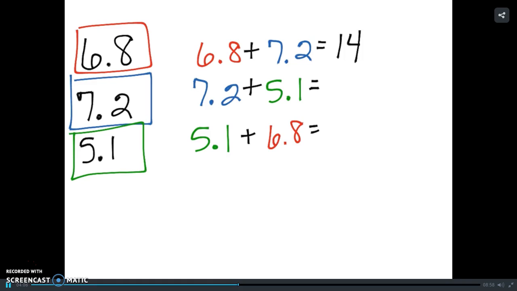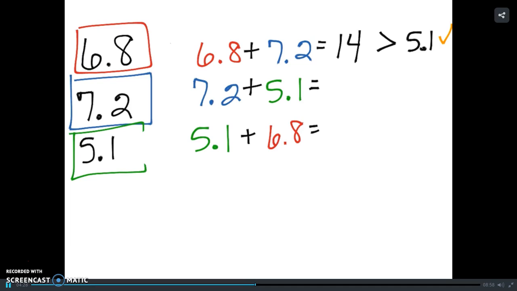Okay, and that was this side of the triangle and this side of the triangle, and we want to know, is it bigger than this side of the triangle? Okay, so is 14 bigger than 5.1? Yes, it is. Okay, so that side looks good.